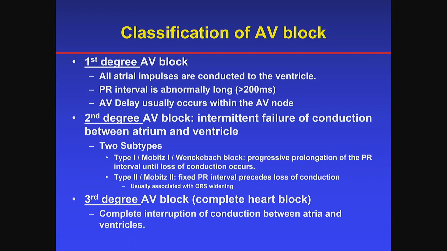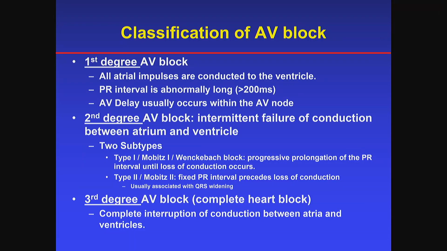In second degree AV block, intermittent failure of conduction between the atrium and ventricles occurs. There are two subtypes. Type 1, Mobitz 1 or Wenckebach block, involves progressive prolongation of the PR interval until loss of conduction occurs. This type of AV block typically is occurring in the level of the AV node. In type 2, or Mobitz 2 AV block, a fixed PR interval precedes the loss of conduction.